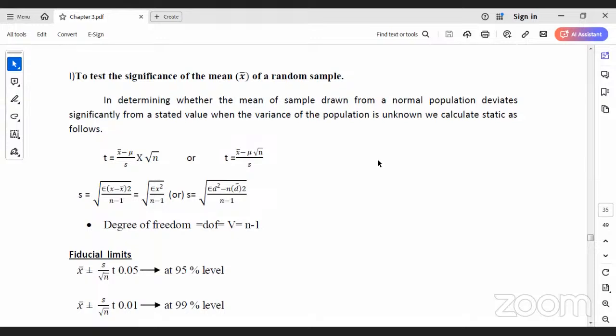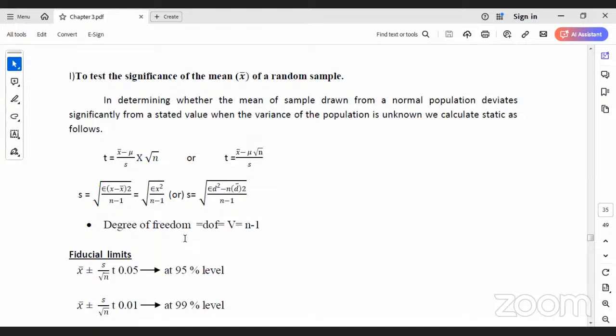Or, see, T is equal to X bar minus mu into root N by S. S is equal to under root sigma of (x minus x bar) whole square by n minus 1. So see the formula carefully. And degrees of freedom, V is equal to n minus 1.